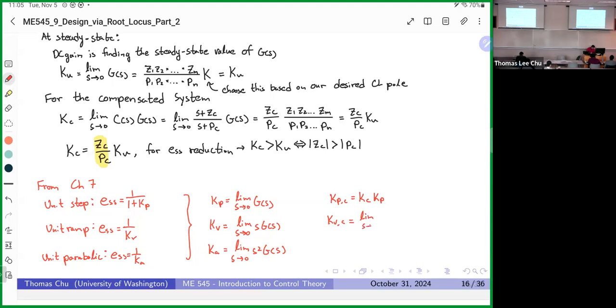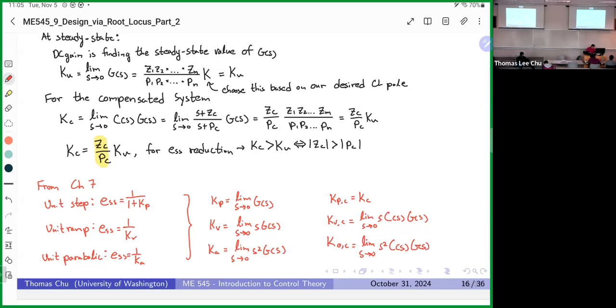K_A compensated is equal to the limit as s goes to 0 of s squared times C of s times G of s. So I need to be careful there. K_P compensated is just equal to K_C. But for K_V and K_A, you need to apply the s and the s squared terms as well.